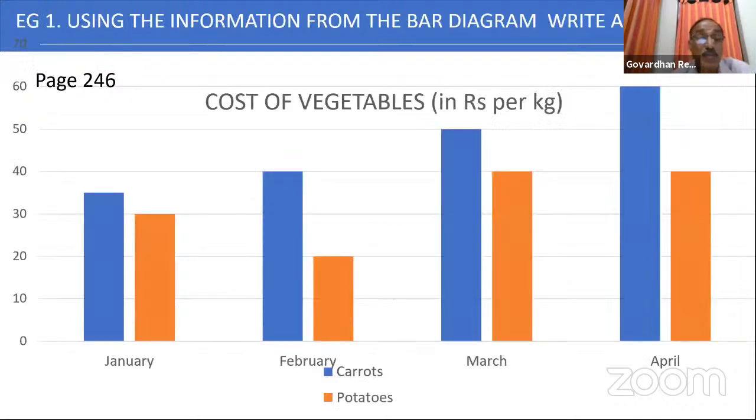Now, we shall see one example from your textbook, page number 246. In your examination, you'll be given this bar diagram and asked to write sentences. This bar diagram represents the cost of vegetables in rupees per kg. You have two vegetables here. The blue color represents the carrots and the orange color represents the potatoes. On the x-axis, you find the months, January, February, March, and April, the sale of these vegetables in the 4 months. And on the y-axis, you find the cost of the vegetables: 0, 10, 20, 30, 40, 50, 60, and 70.